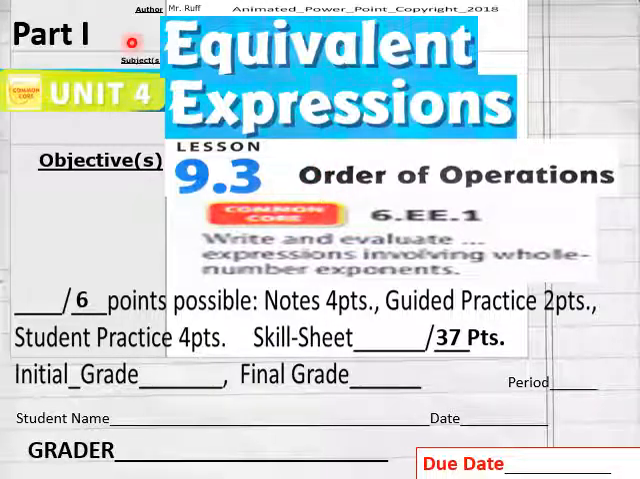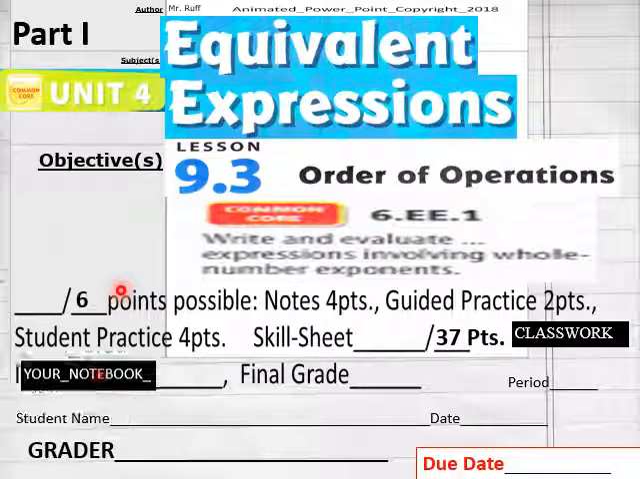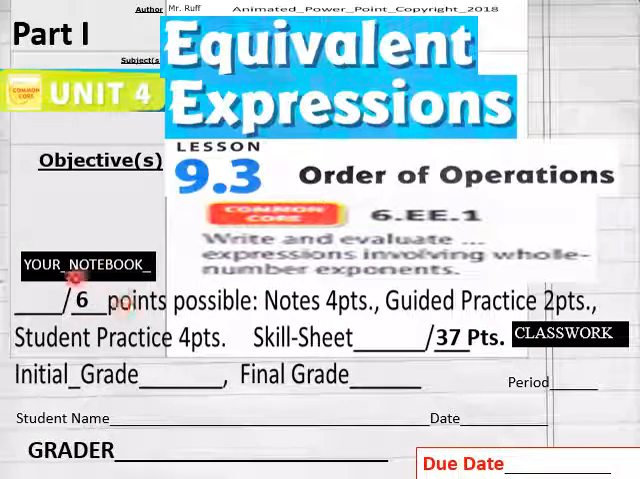For 9.3 part 1, order of operations, you have 37 points here that go on your classwork sheet. Have that out in front of you. And then 6 points will go into your notebook. Have that out, or your notebook guide. Name, date, period. Here's the students' due date for onliners and homeschoolers.